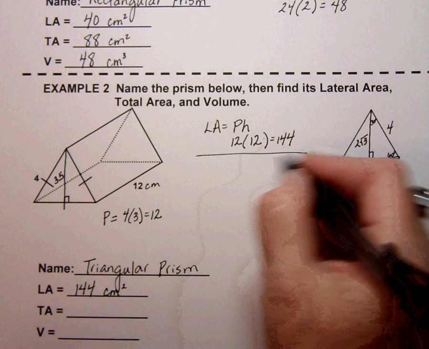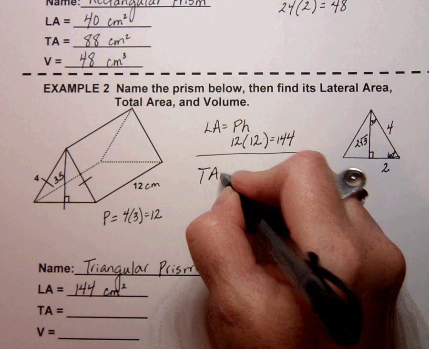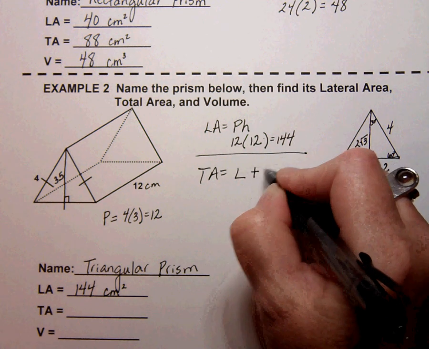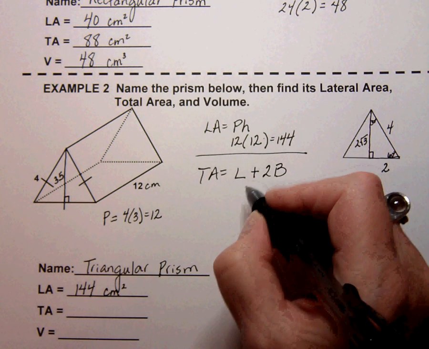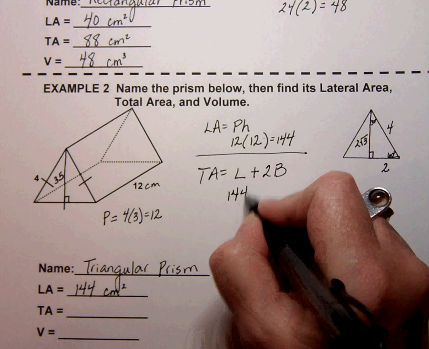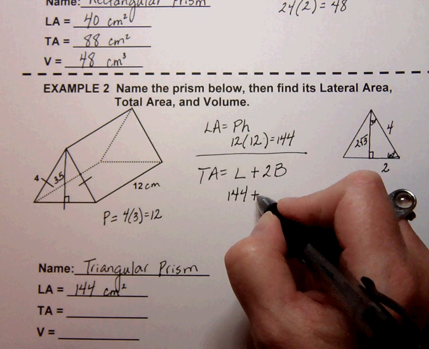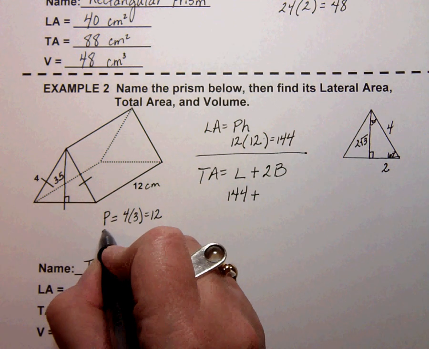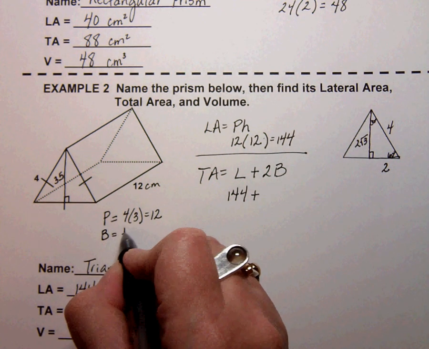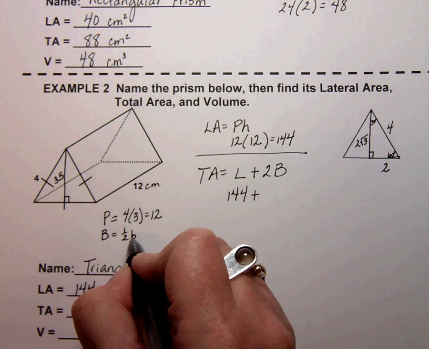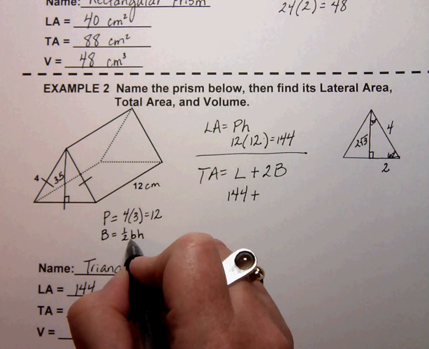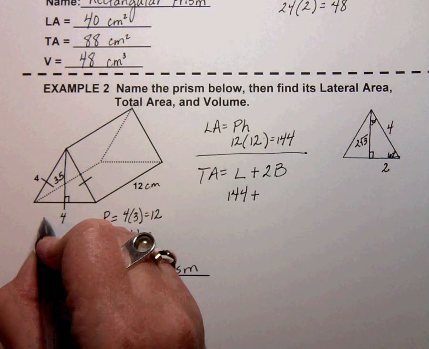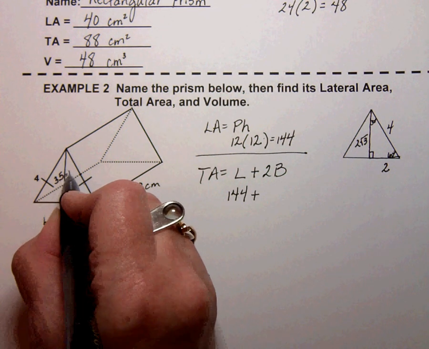Okay. When you do the total area, you want to do the lateral area plus 2 base areas. So your lateral area was 144. You're going to add the 2 areas of the base. We need to find the area of the base. Triangles are always 1/2 base times height. I'm going to use a lowercase b because it means the base of the triangle. And in this case, the base of your triangle is 4 and the height of your triangle is 3.5.